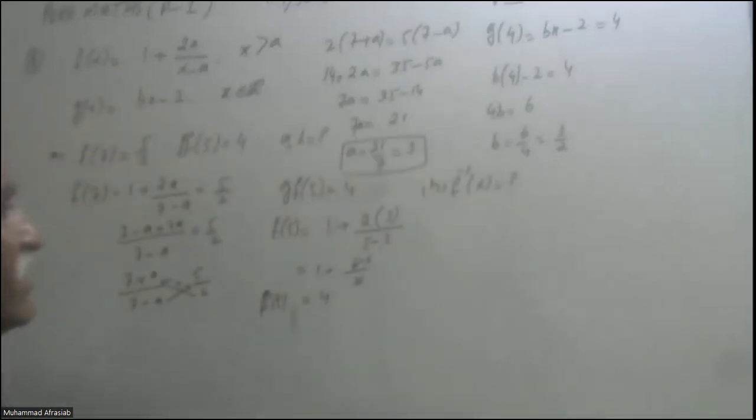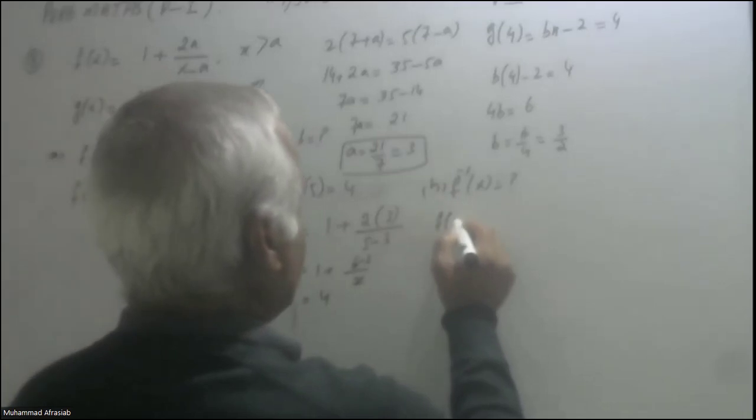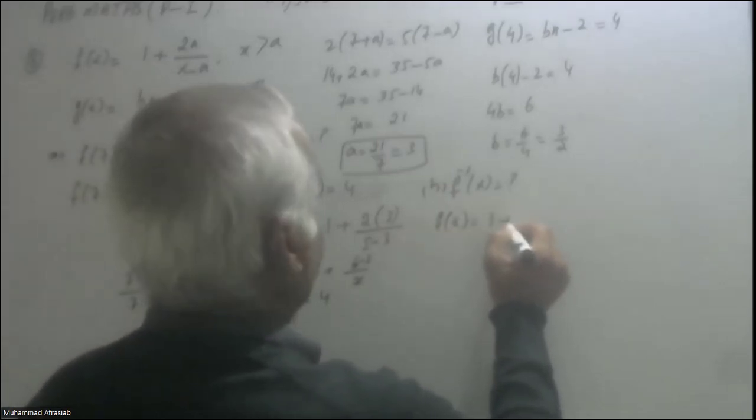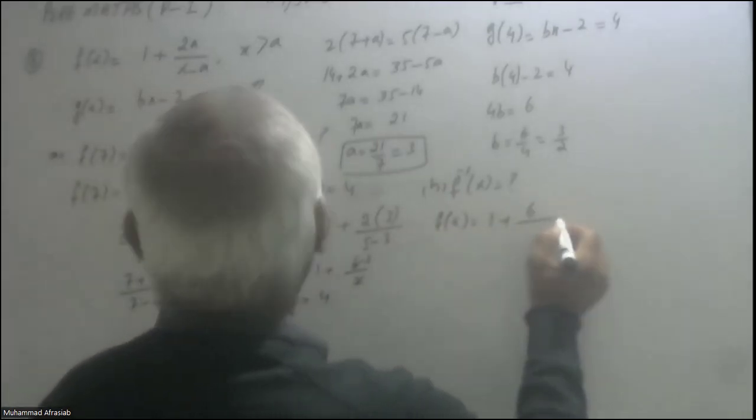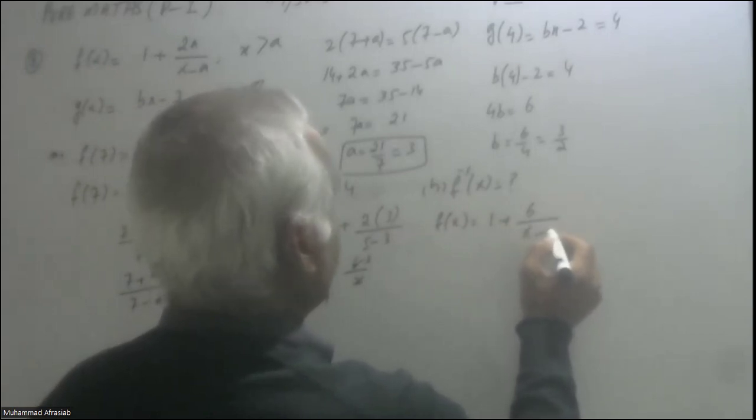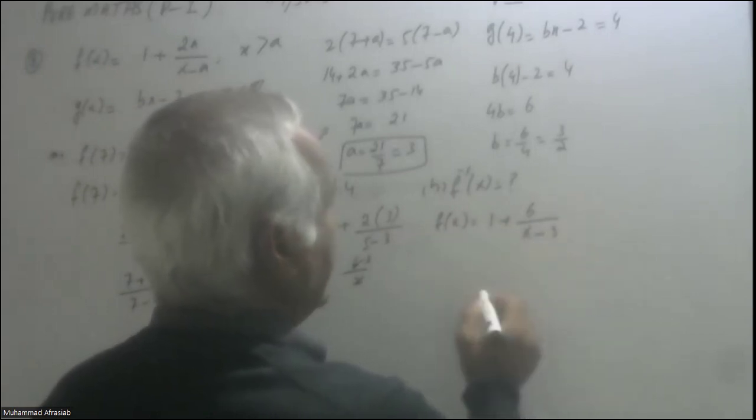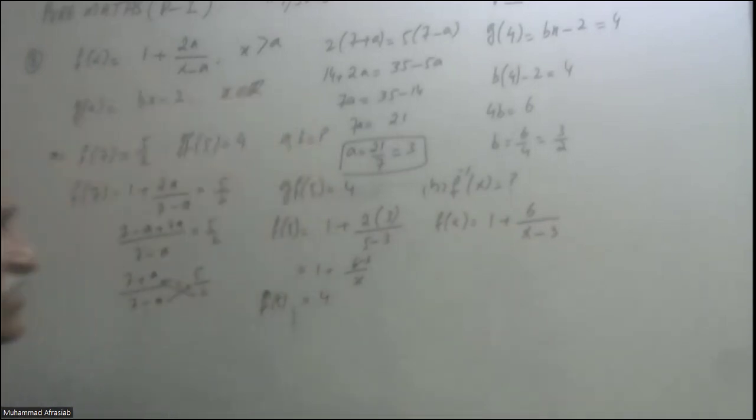You are going to find out f inverse of x for the value of a as in part A. In part A, we calculated the value of a equal to 3. So f of x is basically equal to 1 plus 2 threes are 6 over x minus 3, and you are going to find out f inverse of x for this expression.